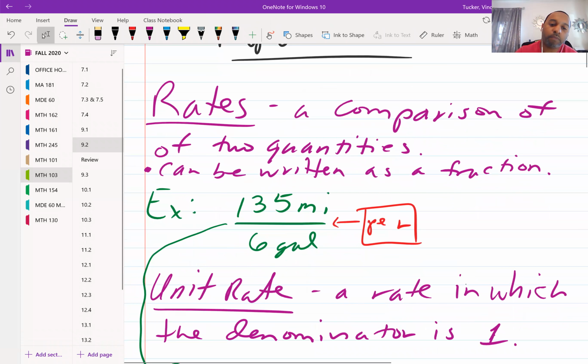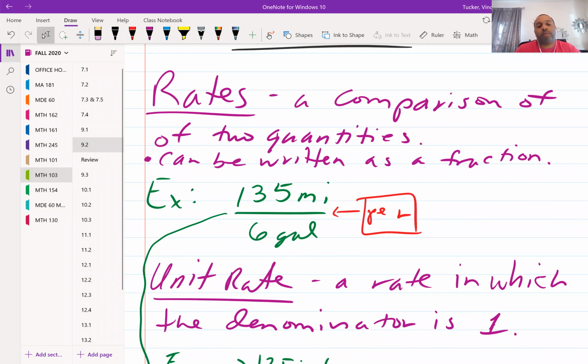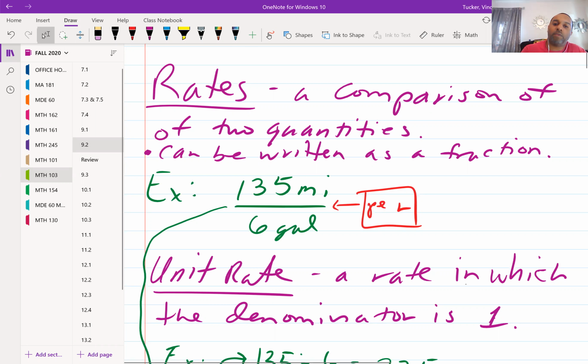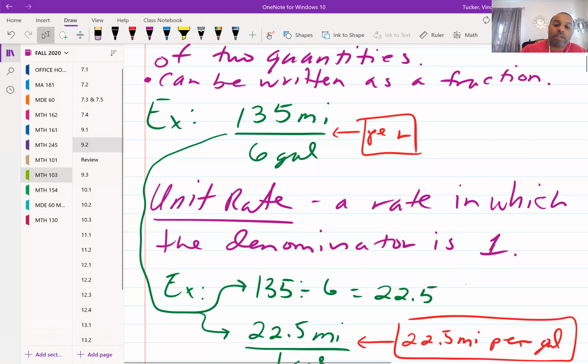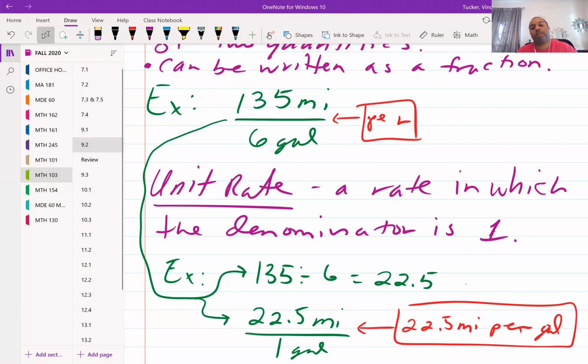All right. A unit rate is a rate in which the denominator is 1. So if I wanted to convert that 135 miles per 6 gallons, or 135 miles for every 6 gallons, I would take that 6 divided into 135. That's 22.5. So I can read that as 22.5 miles per gallon.